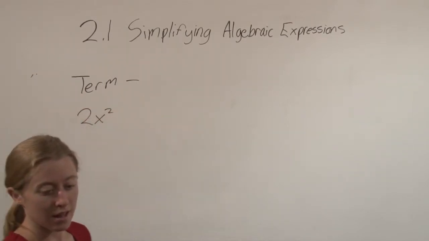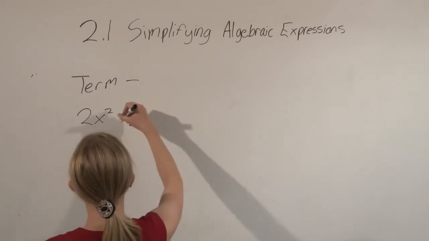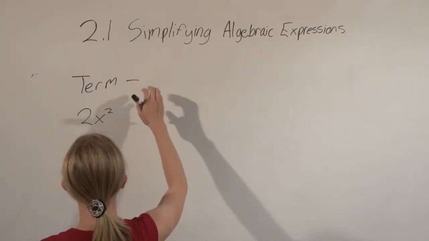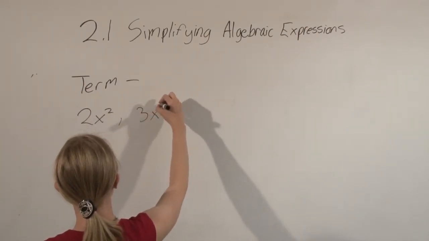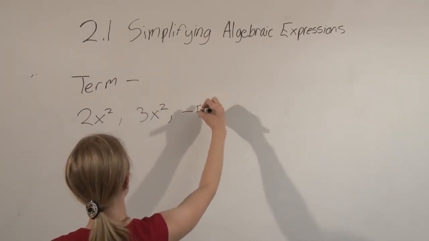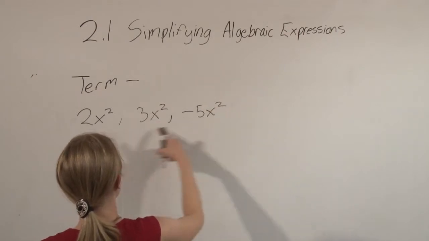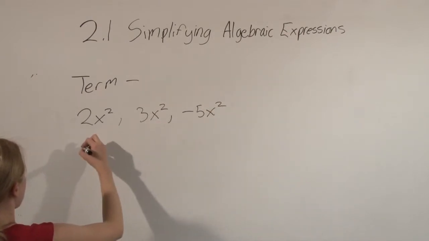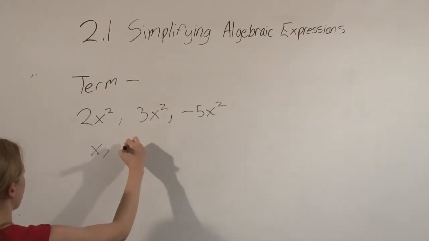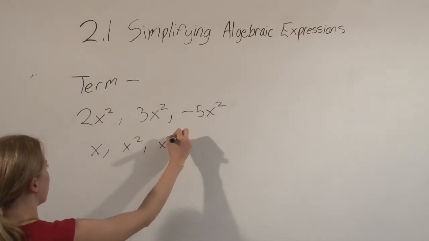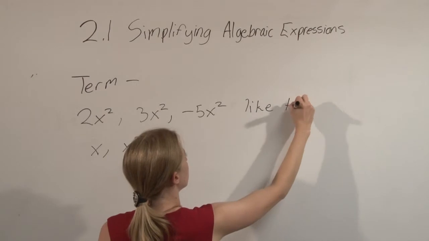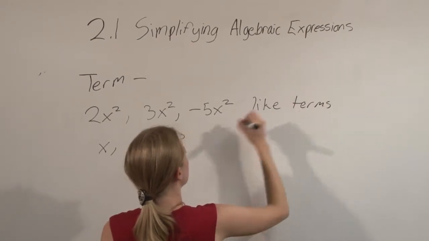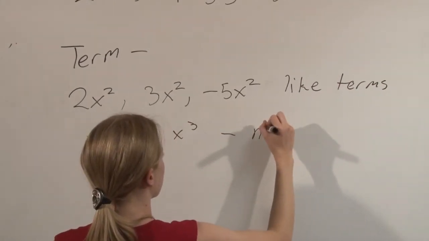And we're going to be working with terms that are called like terms. And so like terms are terms that have the same variables raised to the same power. These are all like terms here. But x, x squared, x cubed, are not like terms.